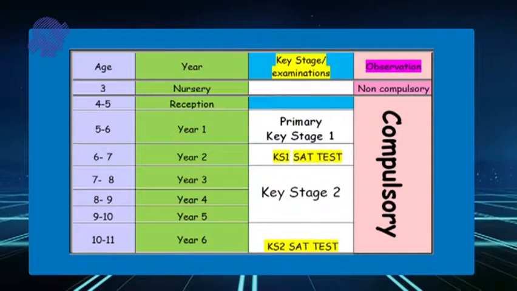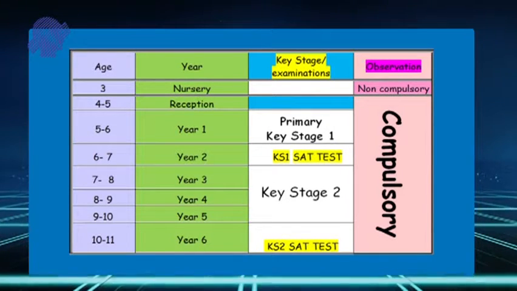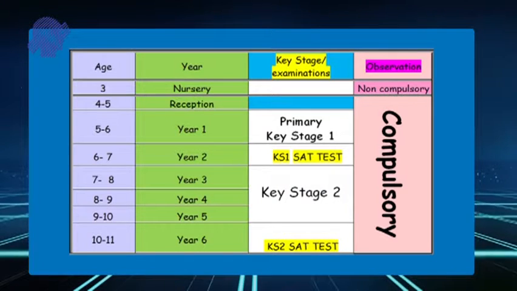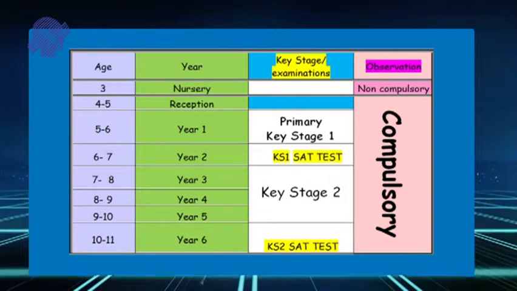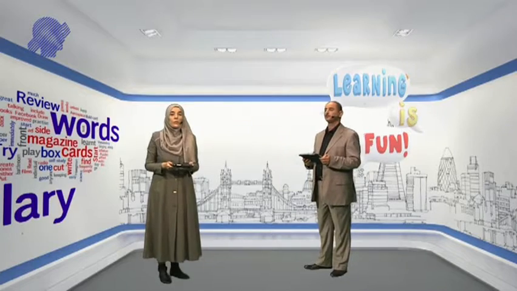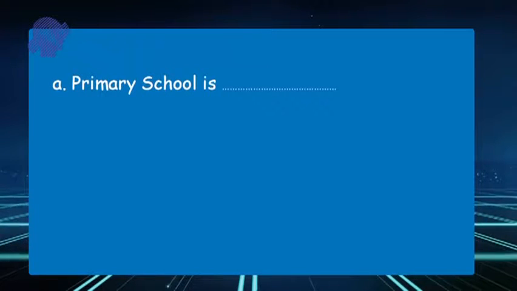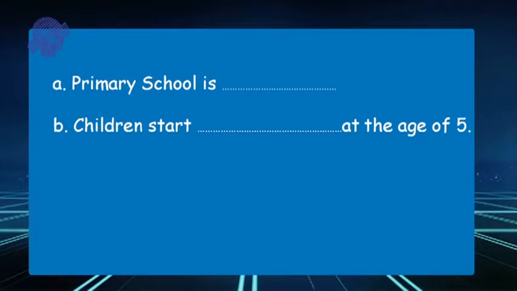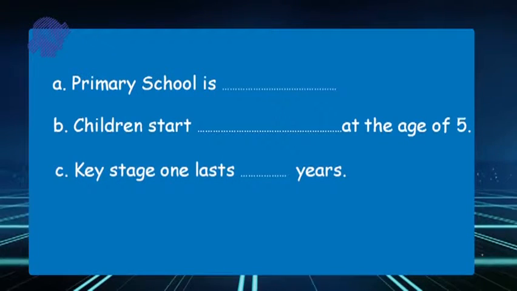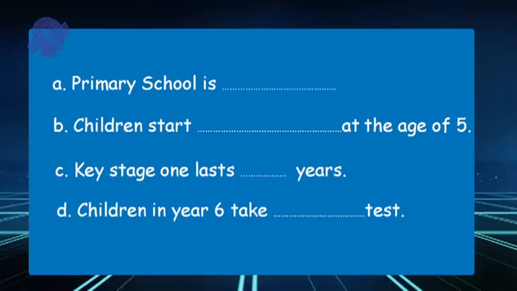So, as you can see, from age 5 to 11, children attend primary school and take two exams, KS1 SAT test and KS2 SAT test. All you have to do in this activity is to complete the sentences after you study the diagram. Sentence A, primary school is. Sentence B, children start at the age of 5. C, key stage 1 lasts years. D, children in year 6 take a test.